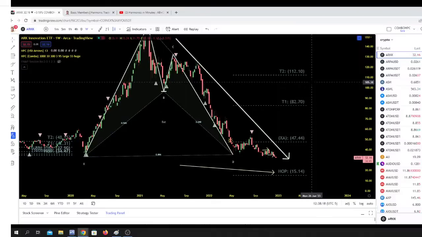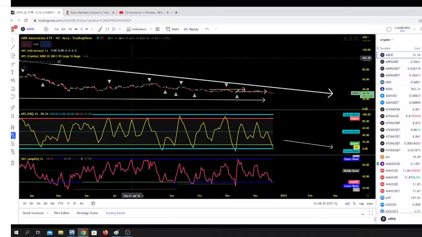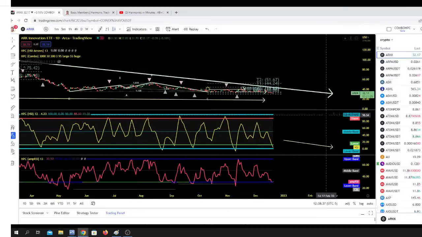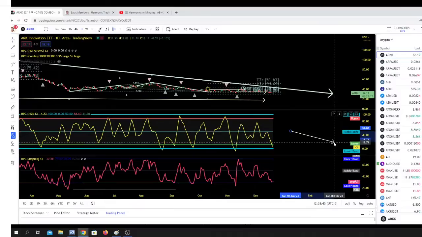Mount Zion asks if we expect a reaction off the shark on ARK up to T1, but it doesn't make it before retesting XA or the hop. Do you interpret that as weak? I interpret it on the daily. Yes, there's the shark there. You're in the oversold area with HSI, so at least on the daily, you're starting to register, but you're not going to do a quick pivot out.